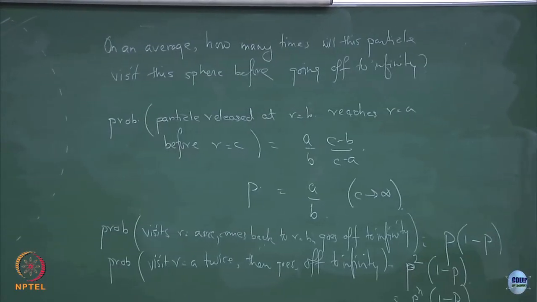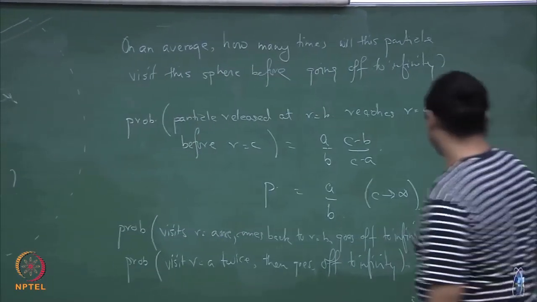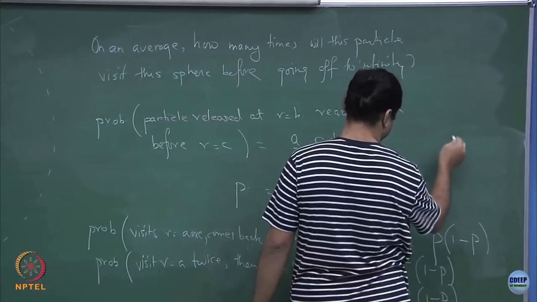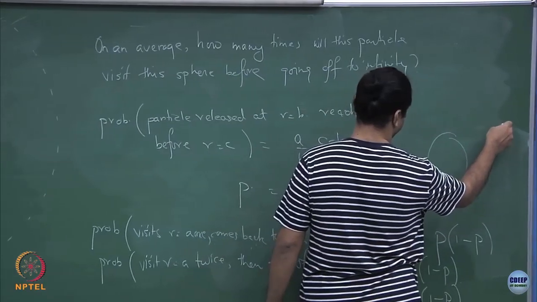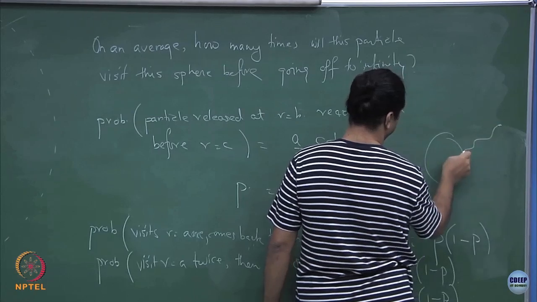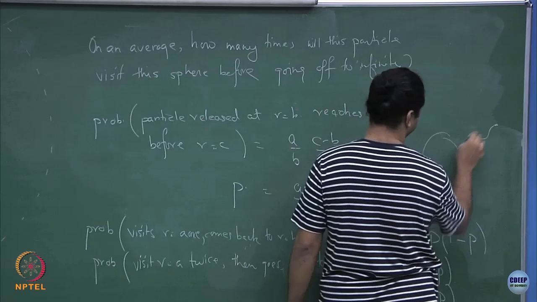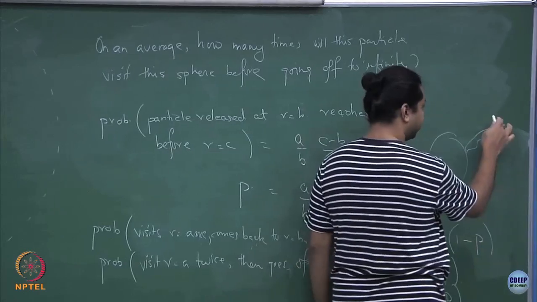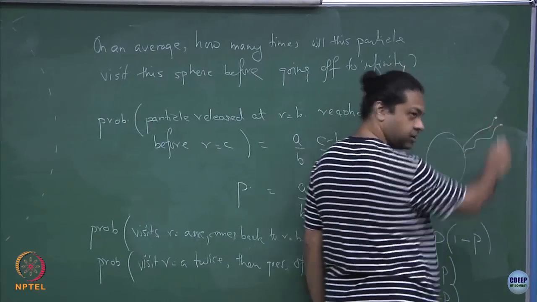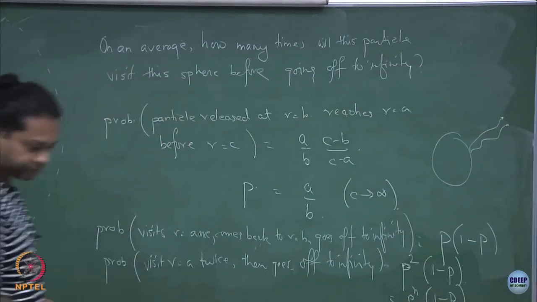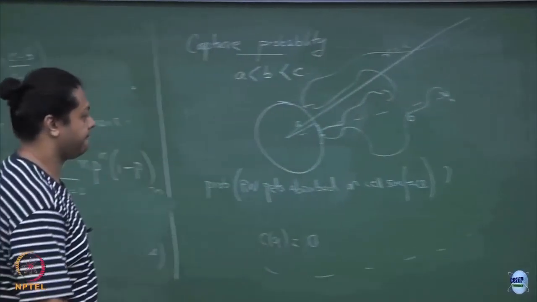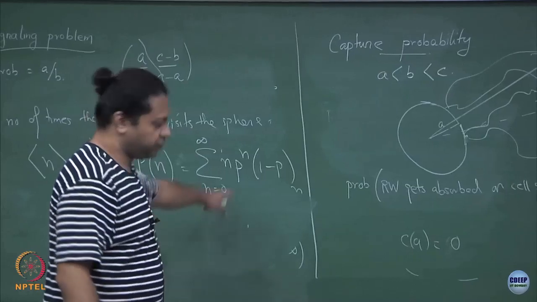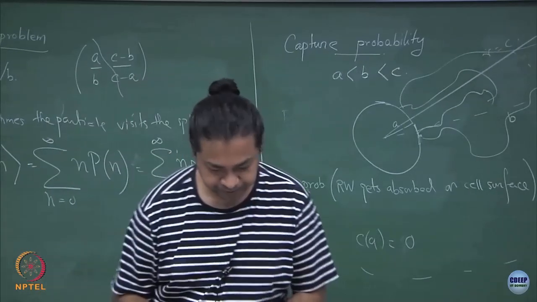Yes, so that is the approximation. That is what Supreet was also asking. I release it here, it comes over here, and then I am assuming that it again somehow wanders back, and I am starting the calculation from this point again. So, that is the approximation.